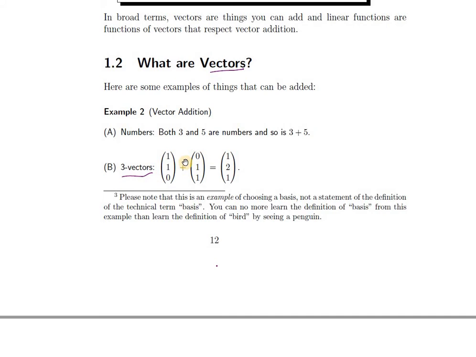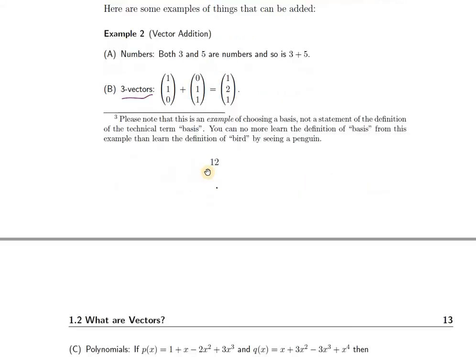So you add like components to arrive at the component of the result. Now you can also multiply vectors by numbers. If I took this vector (1,1,0) and multiplied by 3, you multiply each component by 3. So you get (3,3,0). If I took this (1,2,1) and multiplied by 7, I get (7,14,7). Okay, so this is another example of a mathematical object that can be added and multiplied.